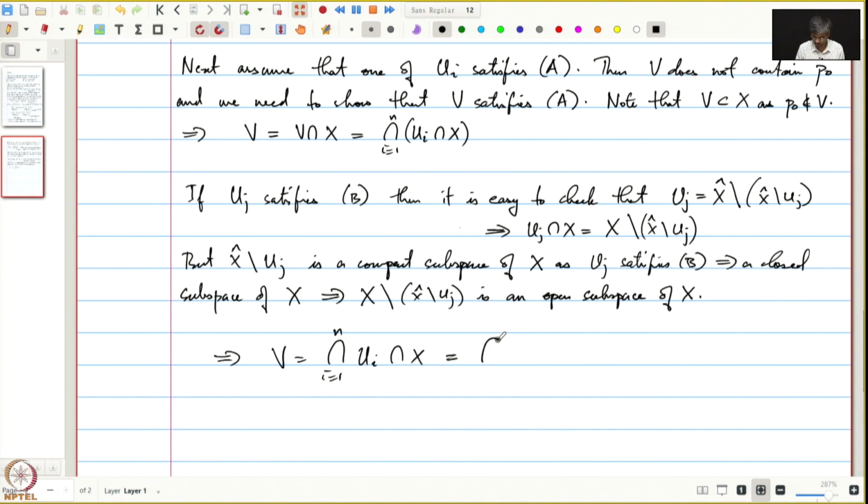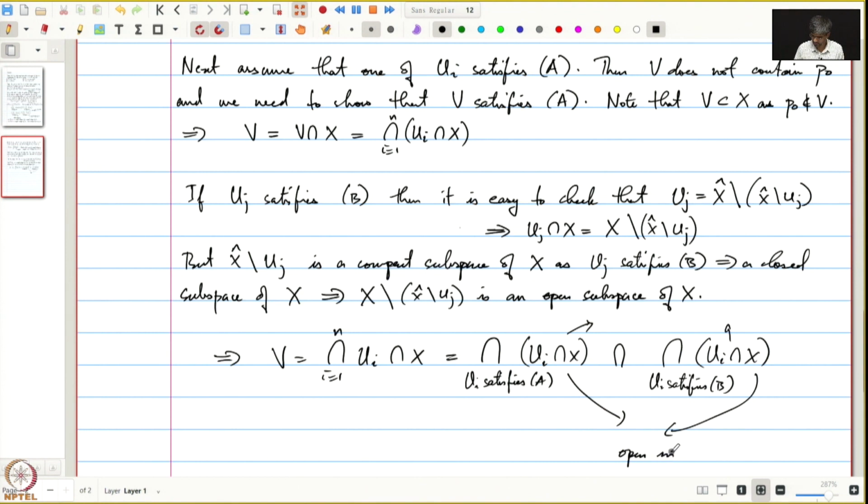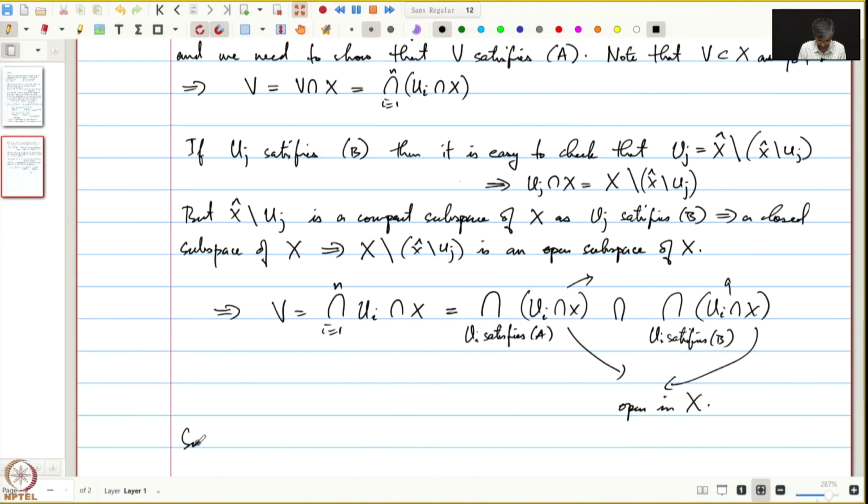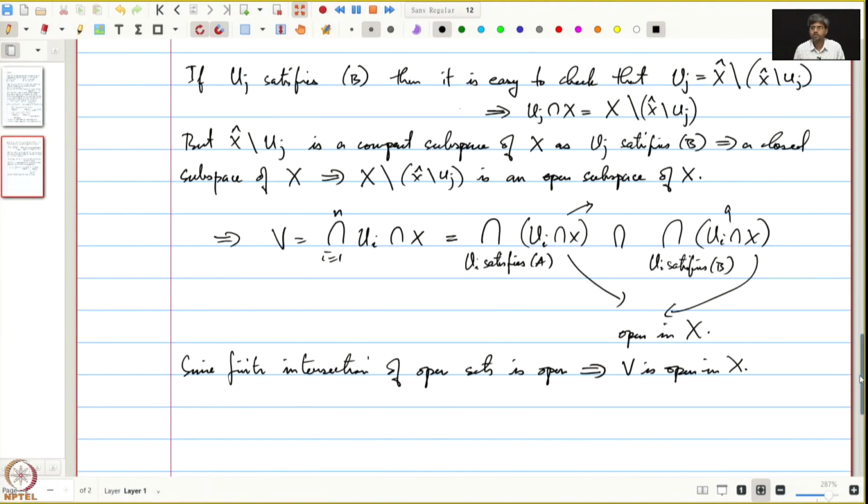So thus we get that V is equal to the intersection i equal to 1 to n of ui intersected x. So we can break this intersection into two parts: ui satisfies A, ui intersected x, and ui satisfies B, ui intersected x, right? And in both cases, each of these members is open in X, right? And since a finite intersection of open sets is open, this implies V is open in X. Therefore, we have checked that tau satisfies all three conditions. Thus, tau defines a topology on X hat.